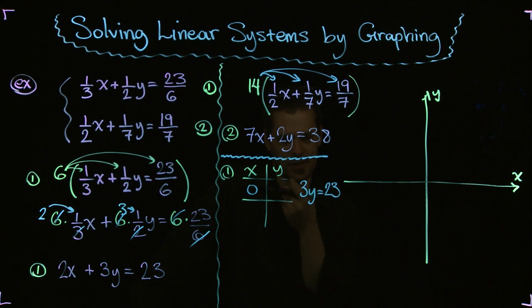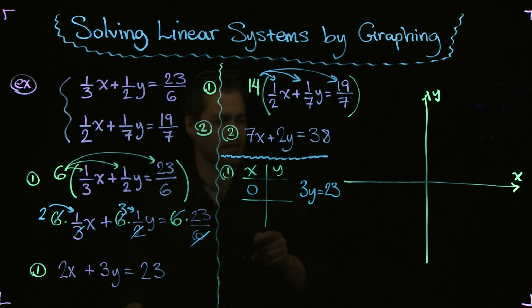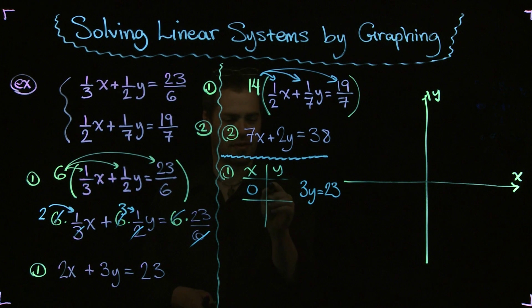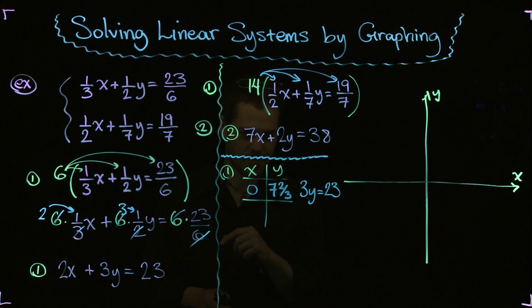3 times 7 is 21. So this is going to give me 7 and 2 thirds, excuse me, 7 and 2 thirds. Okay, and I can just check that. 3 times 7 is 21, plus 2 is 23 thirds. Yep, that's right. So that's the y-intercept.